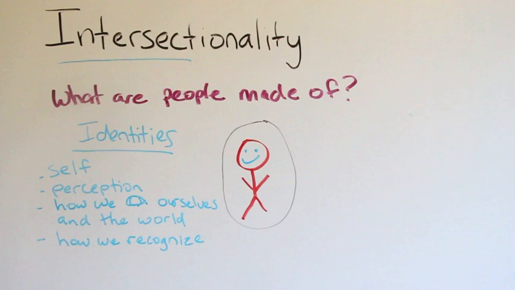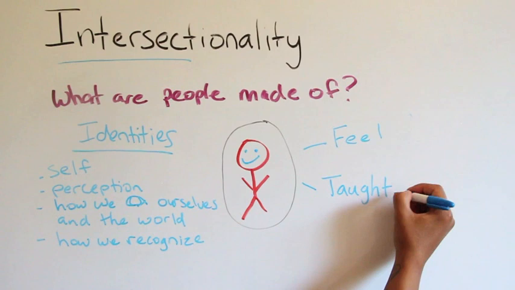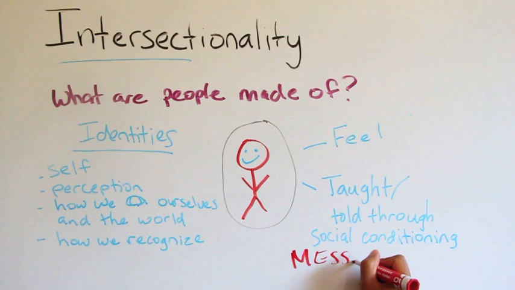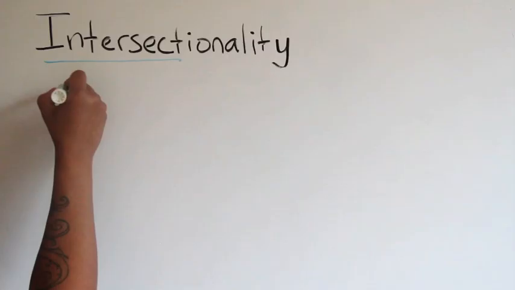So now we say, what are identities made of? We've gone through each one of these. We've said, okay, what is actually intersecting in terms of society? Well, what is society made up of? People. What are people made up of? Identities. Now, what are identities made up of? Identities are made up of what we feel, as well as what we are taught or told, passed down through social conditioning. And really what is meant by this are the messages that are received from society and those around us.